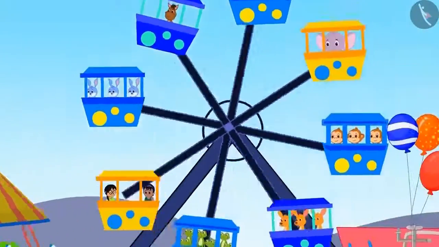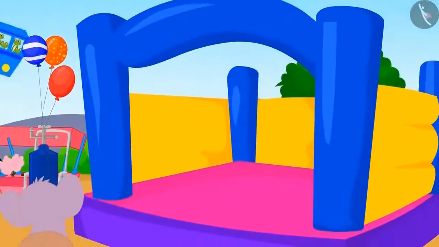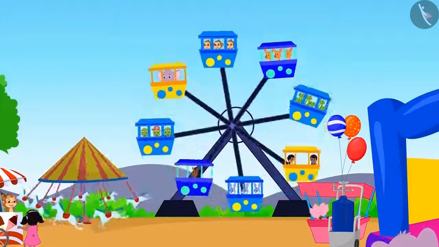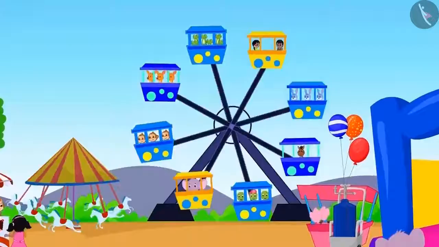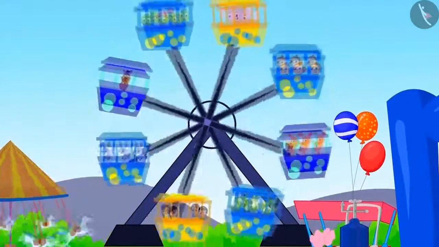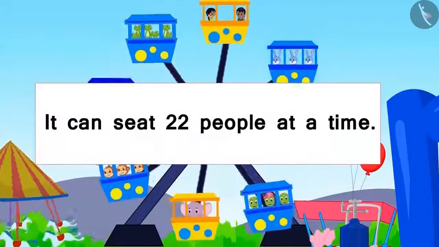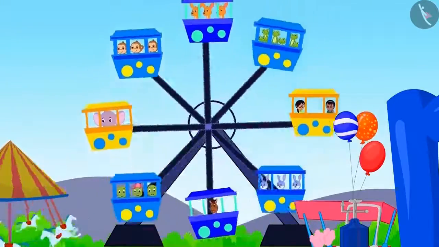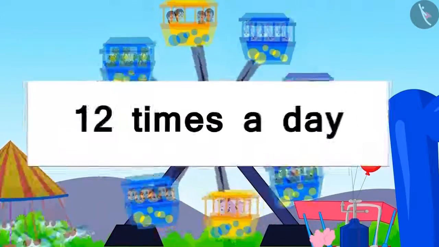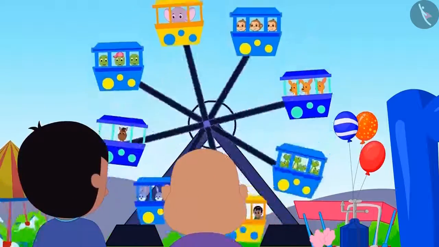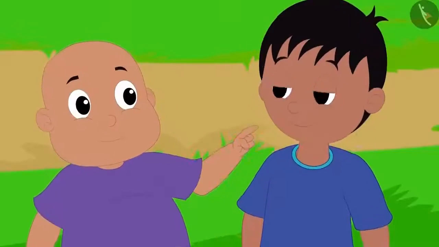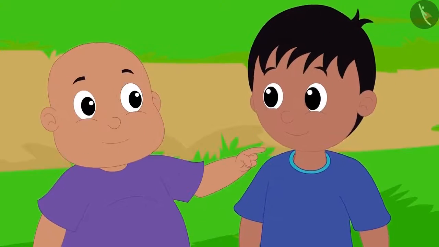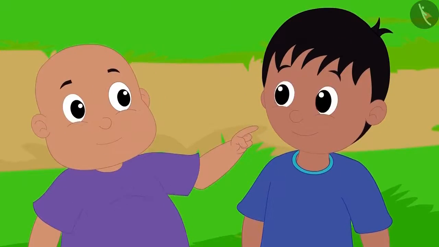Everyone has gone to the fair. The fair has a variety of entertainment. There is a huge Ferris wheel in the fair. This Ferris wheel can seat 22 people at a time. The Ferris wheel operates 12 times a day. Raju and Bablu are looking at this Ferris wheel. Raju asked Bablu, "How many people can sit in this Ferris wheel in a day?"